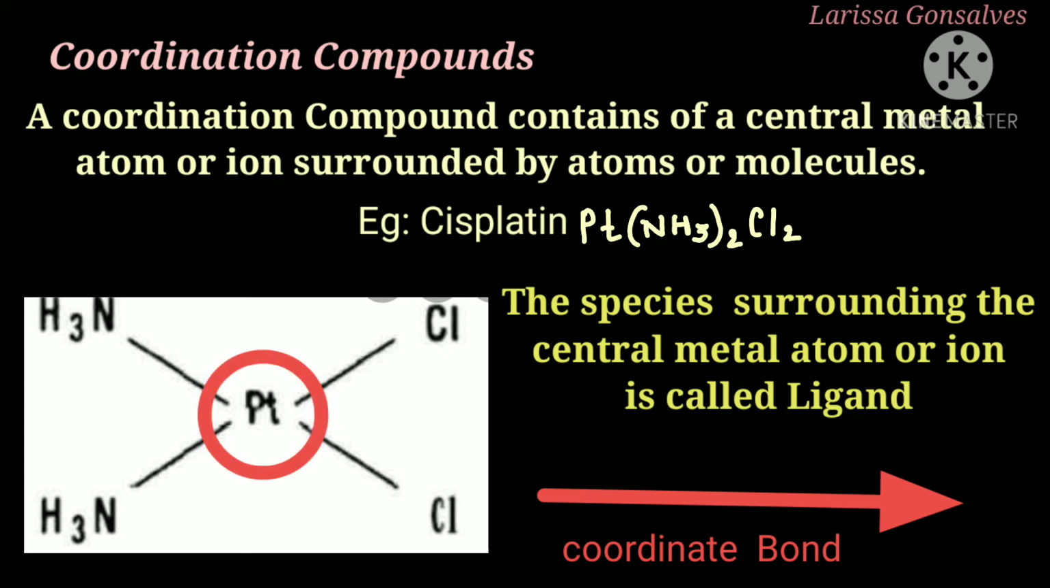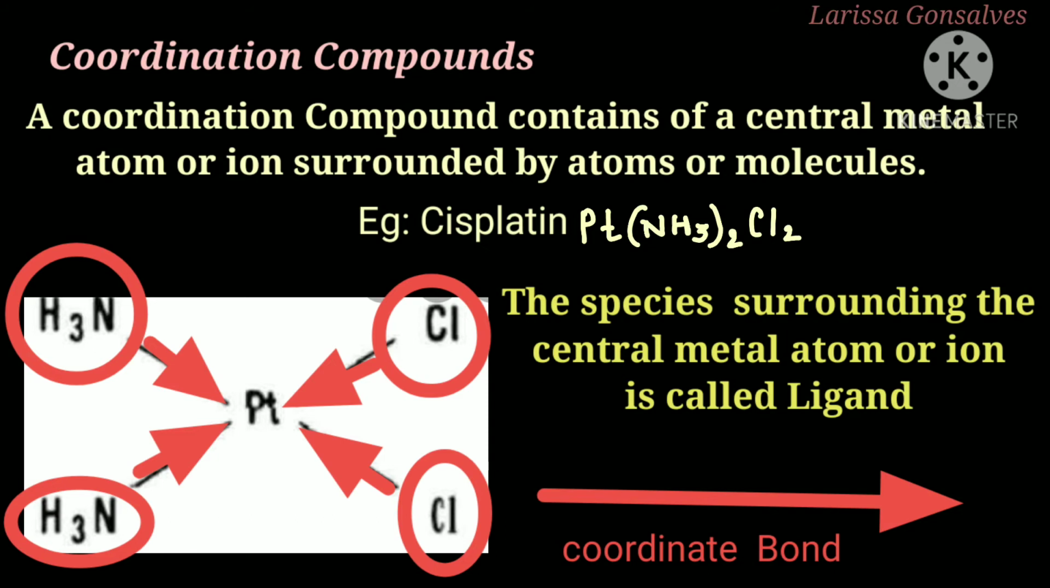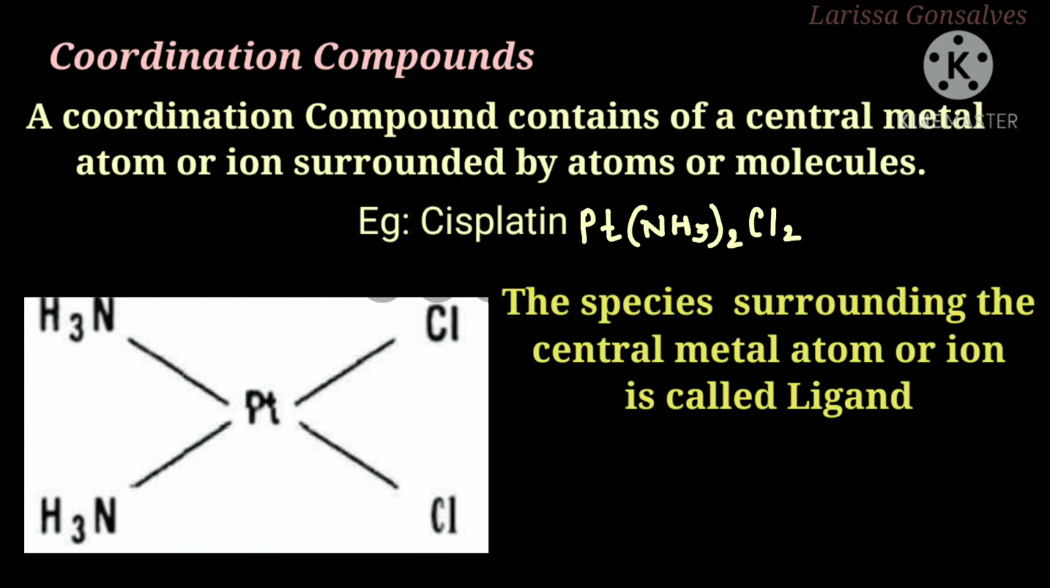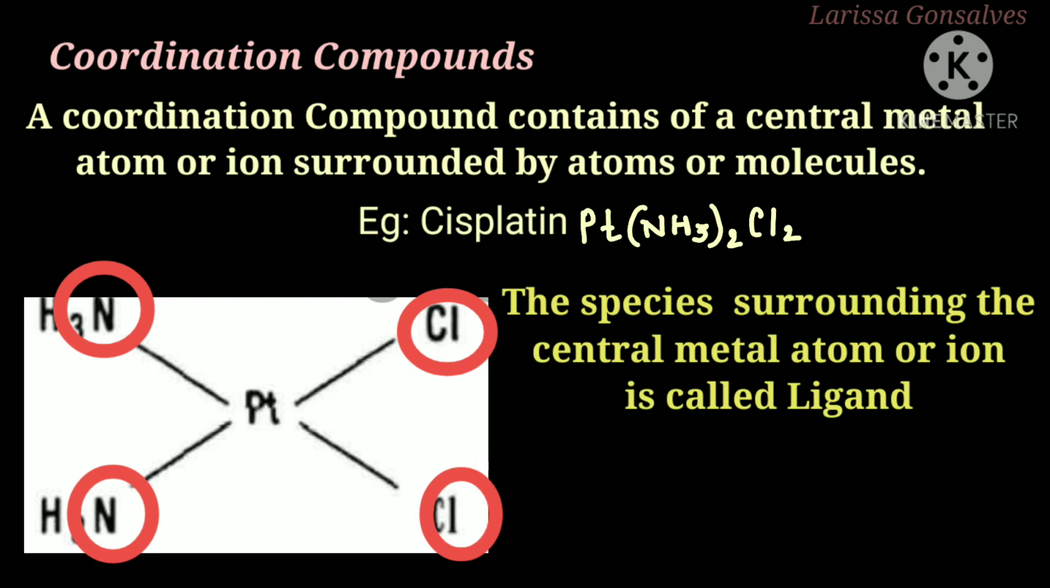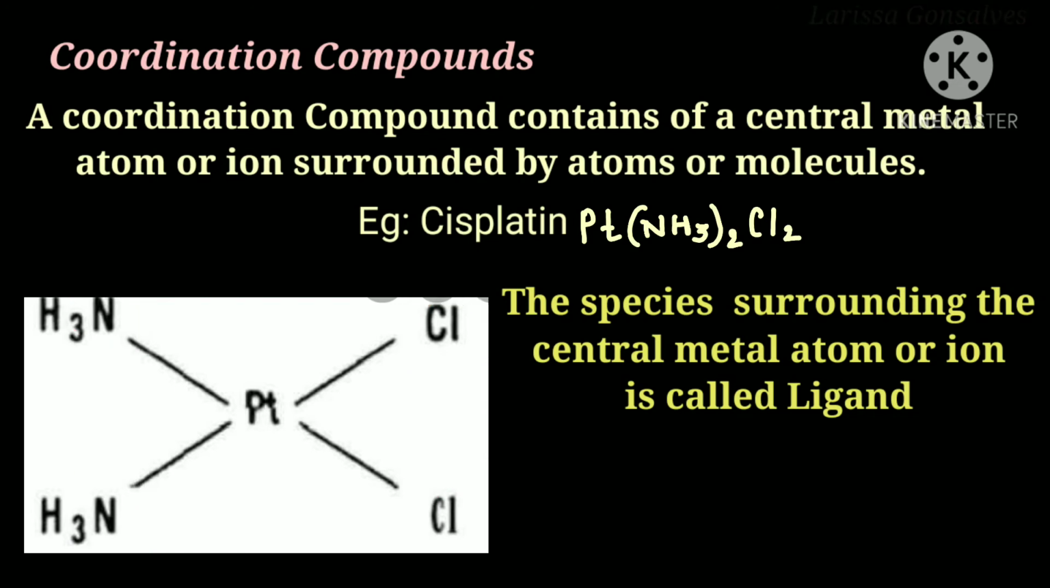The central metal atom or ion is usually an electron deficient species, meaning it does not have enough electrons to complete its octet. Hence they accept electrons from the ligands, and the ligands act as electron donors. Usually coordination compounds having central metal ions are very common. So here in cisplatin, the central metal ion is platinum, and ammonia and the two chloride ions are ligands. Here nitrogen and chlorine, the ligand atoms, are electron donors, while platinum is electron deficient, accepting electrons from the ligand and hence forming a coordinate bond.